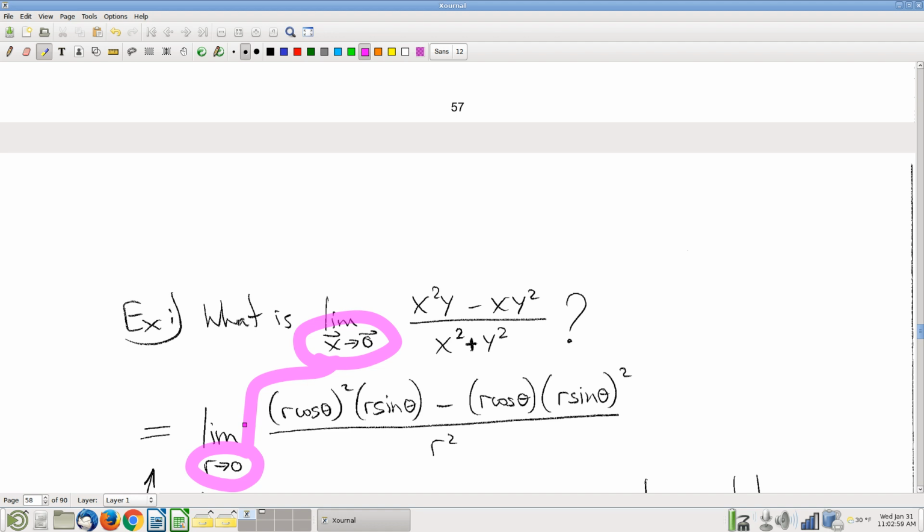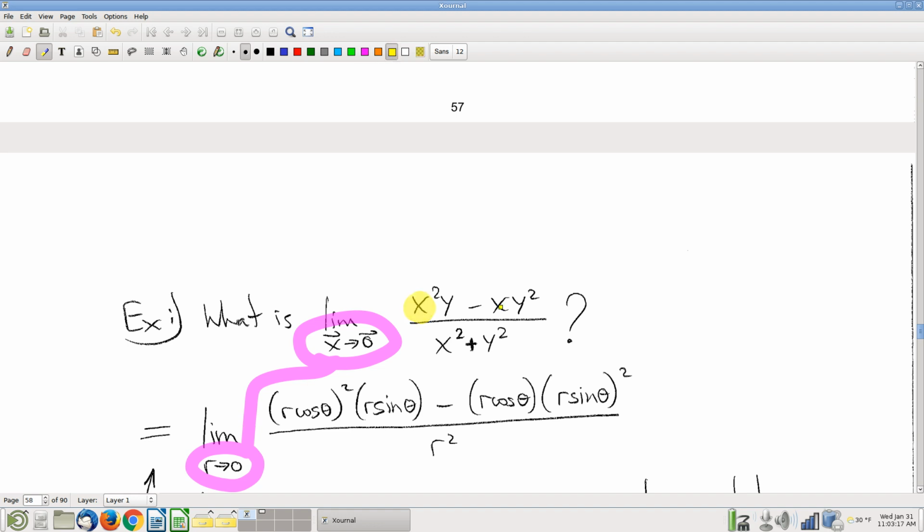But that unique fact about the origin means that I can switch a multivariable limit in rectangular coordinates into a single variable limit in polar coordinates. That's a cool trick, right? And then everything else is just a matter of plugging in.